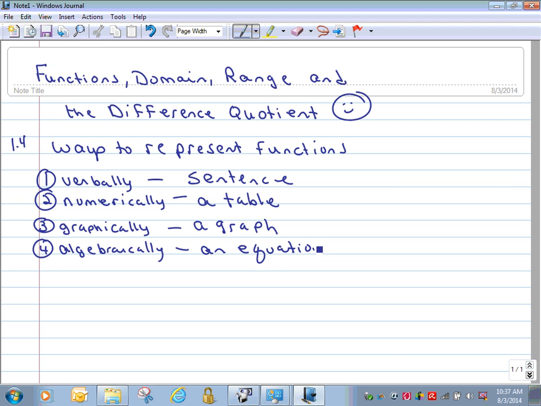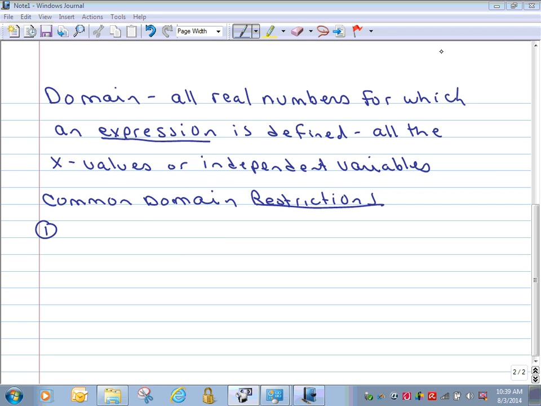Okay, Bearcats, let's review domain and add to our knowledge some restrictions. You know about domain, but you may not know about the restrictions on domains as we move further along in math. All right, let's talk about domain. Domain are our x values, and so every time you say the word domain, you should think of your x values. These are all the real numbers for which an expression is defined or make the expression true. All the x values are all the independent variables.